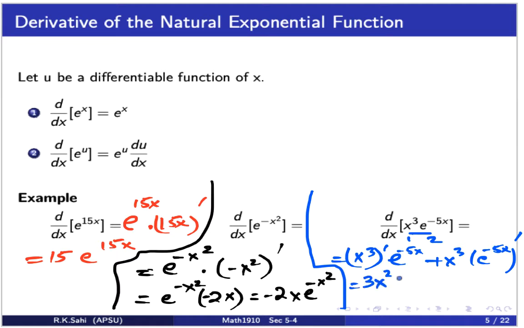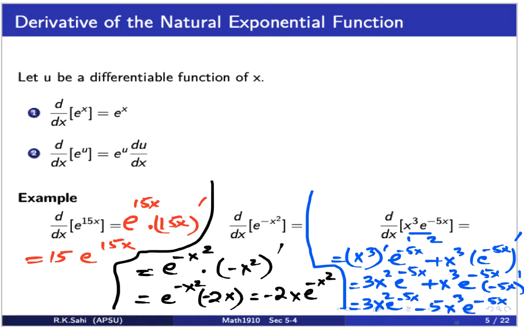3x squared e to the power negative 5x plus x cubed. Now, it's an exponential function, so it will be e to the power negative 5x times the differential of negative 5x. So your final answer is 3x squared e to the power negative 5x, and the differential of negative 5x is negative 5. I can put this in the front: negative 5 x cubed e to the power negative 5x.